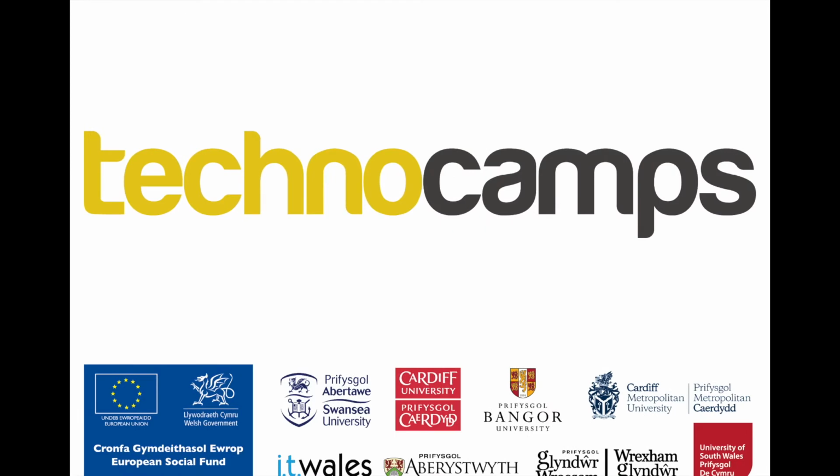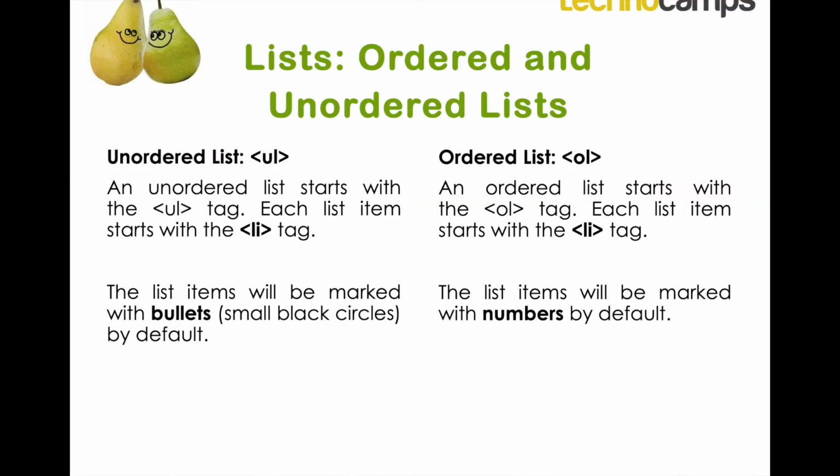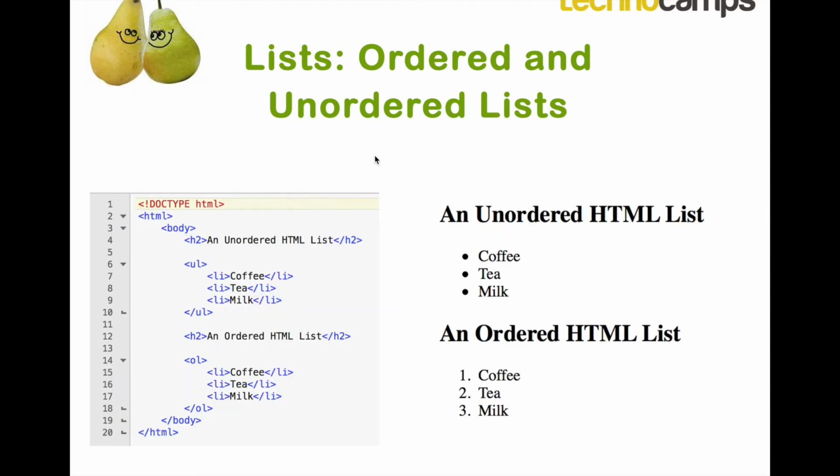Okay, so first of all, let's start with lists. Now you can create two forms of lists: unordered list, which is UL in HTML, or ordered list, which is denoted by OL in HTML. List items are denoted by LI, or we use the LI tag. Unordered lists are often listed in bullet points or small black circles, and ordered lists are listed with numbers by default. So here's an example.